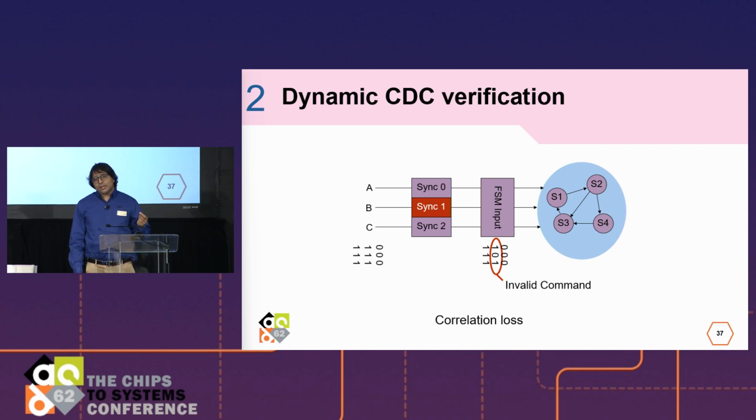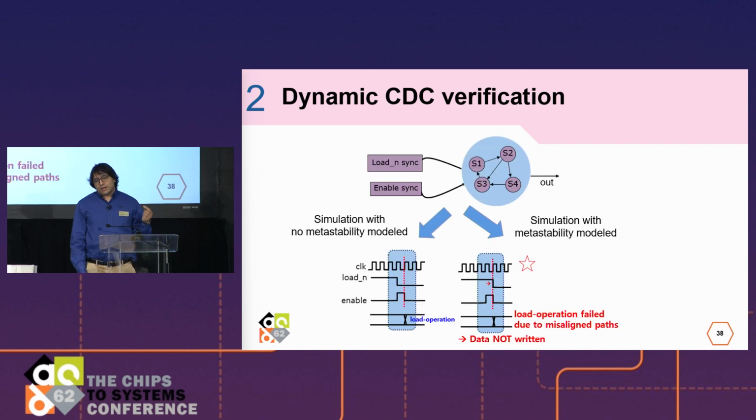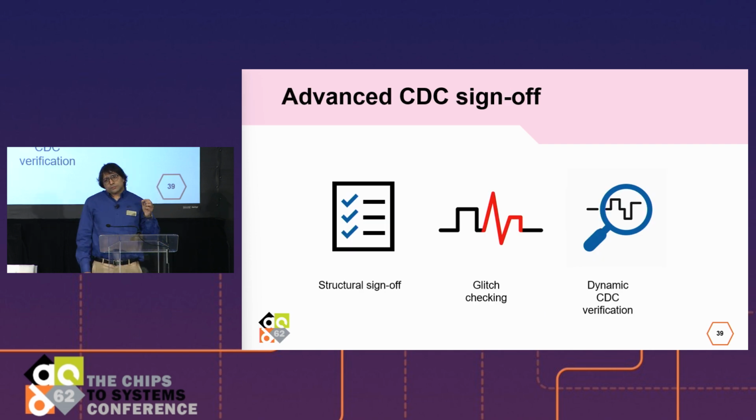So for a dynamic CDC solution, static CDC sign-off must be combined with dynamic CDC verification to ensure there is no correlation loss, to protect synchronizers against metastability stress and signal path delay skew errors. The way to do that is to run dynamic CDC verification and avoid silicon issues. A complete CDC sign-off approach must include all these methods.